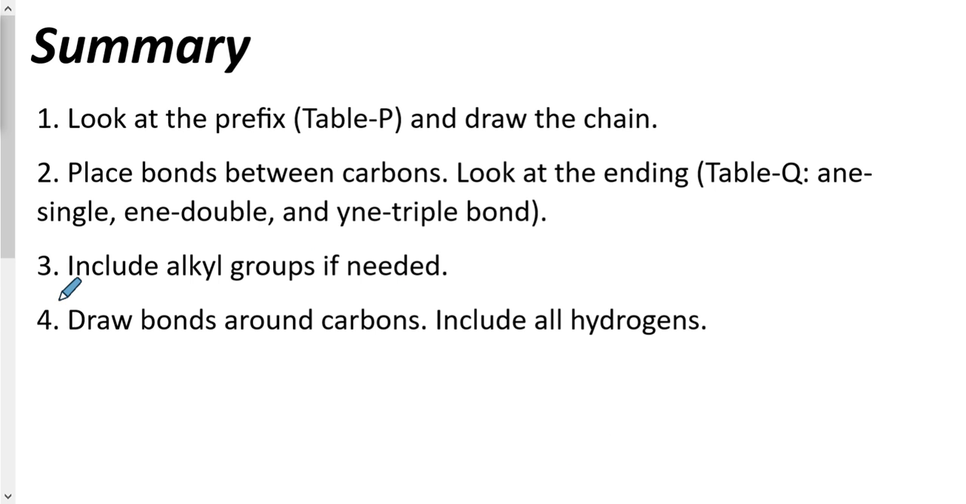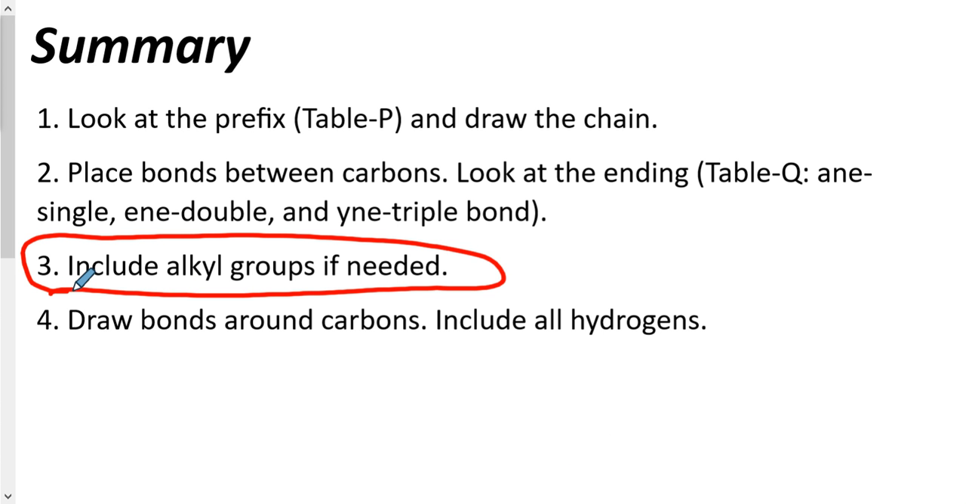So this is a summary where we're missing number 3. The summary is exactly the same, but since we learned about alkyl groups, for number 3, you should always include any alkyl groups before drawing hydrogens. So remember, always draw the carbon-carbon chain by looking at the prefix from table P, then look at table Q to figure out if it's all single bonds or double or triple bond. Then look at the location of this double or triple bond, if there is any, and then place the double or triple bond before moving forward.